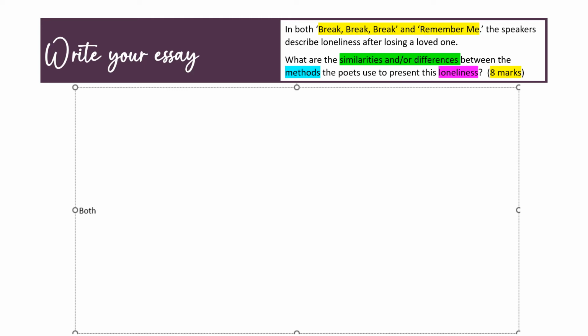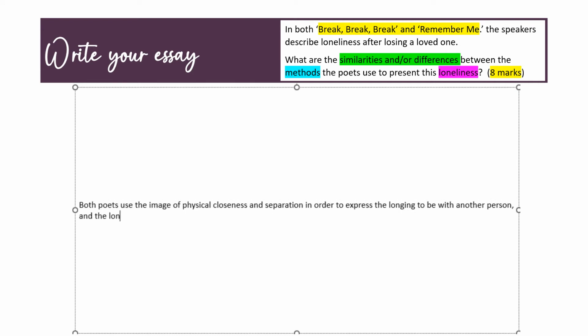So I'm going to do that by starting with the word both, so foregrounding the fact that I'm looking at both poems. So both poems use the image of physical closeness and separation in order to express the longing to be with another person and the loneliness when the loved one has passed away.